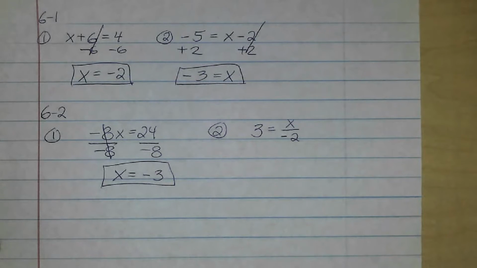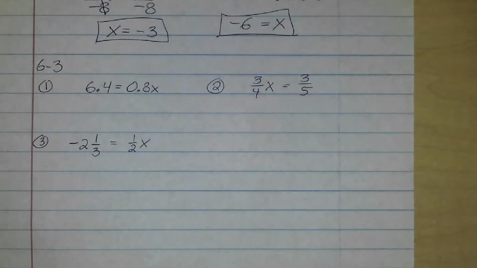For problem 2, x is being divided by -2. The opposite of division is multiplication, so multiply both sides by -2. And x equals -6. Now let's move on to the next section. Okay, press play when you're ready.